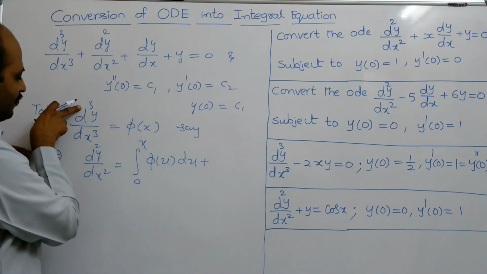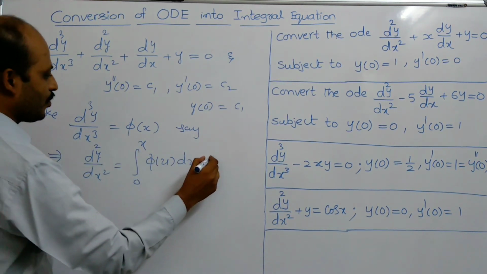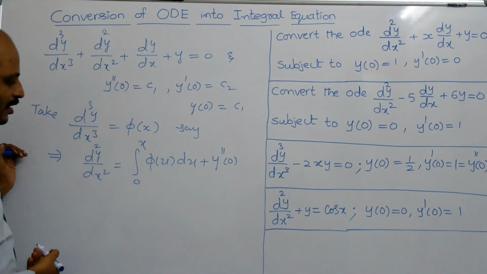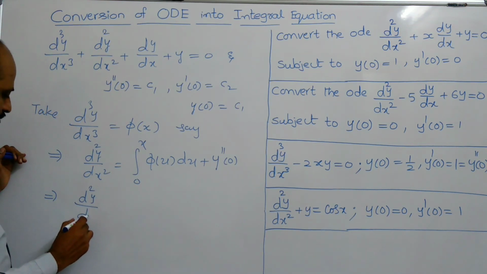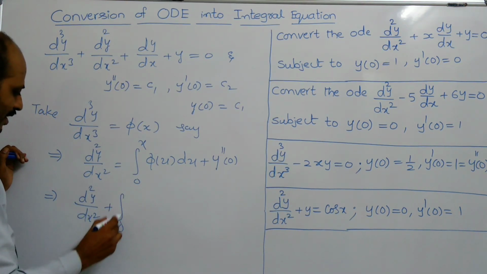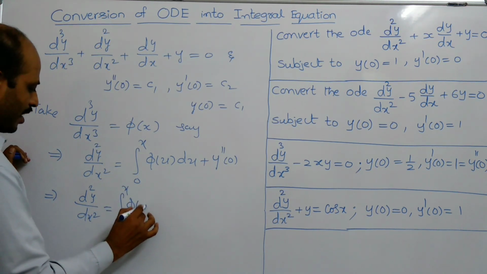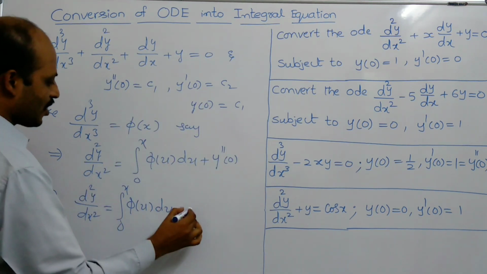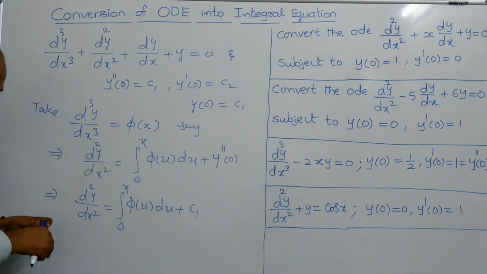because the order 3 is reduced to order 2, you can use y double dash of 0. So d square y by dx square is equal to integral 0 to x phi of u du plus y double dash of 0, which we take as constant C1. Let us again integrate this equation.